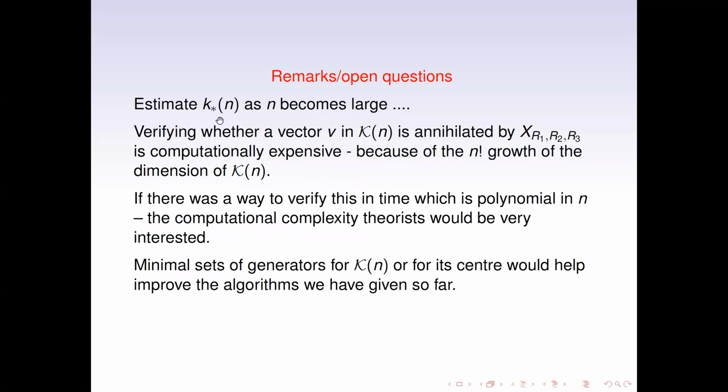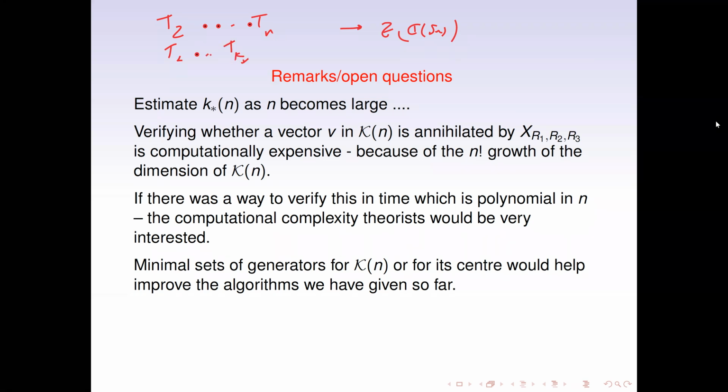So I said that these T2 up to Tn generate the center of Sn. But in fact, you only needed T2 up to Tk star, where in experiments with n up to 79, this k star was much less than n. For 79, it was just 6. So you don't really need all these t's, you only need 6 of them. One very interesting question is, how does k star of n, the minimal number of t's you need to generate the whole center, grow as n becomes large?